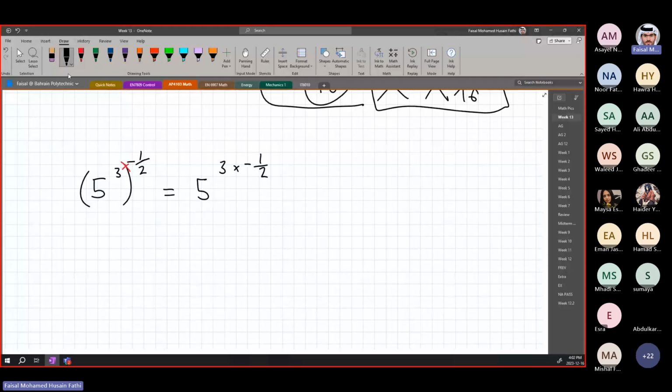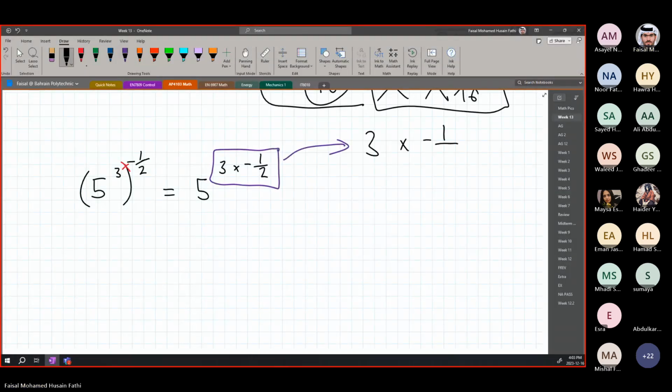Now what you do here, if you get too confused, take this part and solve it by itself. Write it by itself. So 3 times minus half. What is 3 times minus half? This is plus, this is minus. So we know that the final answer will have a minus sign. Plus times minus is minus. And then 3 times half is just 3 over 2. Best. And that is your final answer.